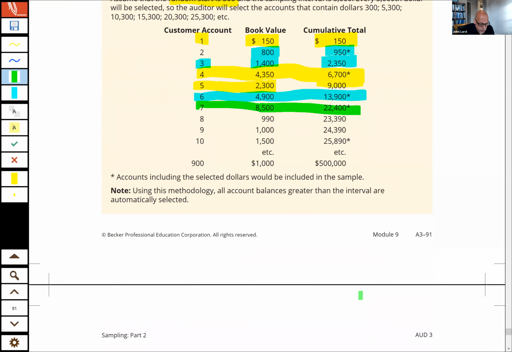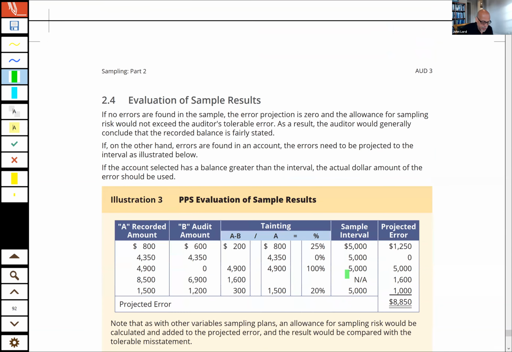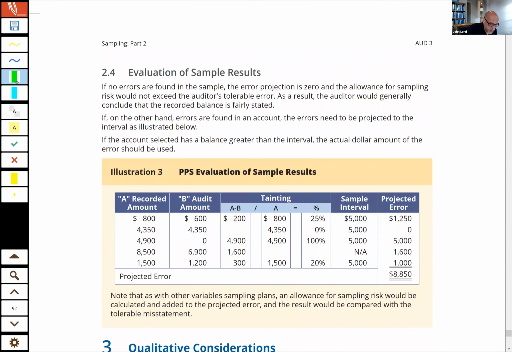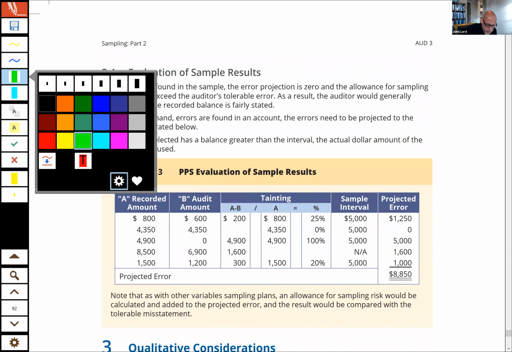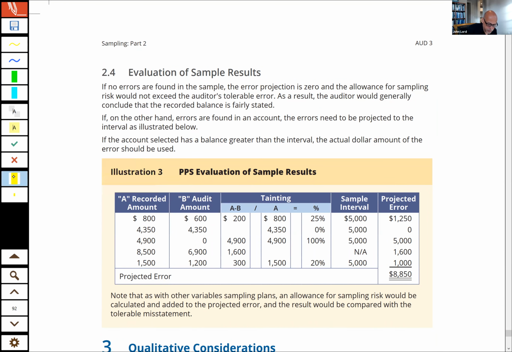Okay, so once you have gone ahead and selected the sample, then you send out the confirmations, however that works, probably going to be done electronically. And when you send out the confirmations now, you start getting amounts that come back. We have an error here. The recorded amount was 800, and the person came back and said, well, I made a $200 payment that isn't reflected here. So the difference is $200.